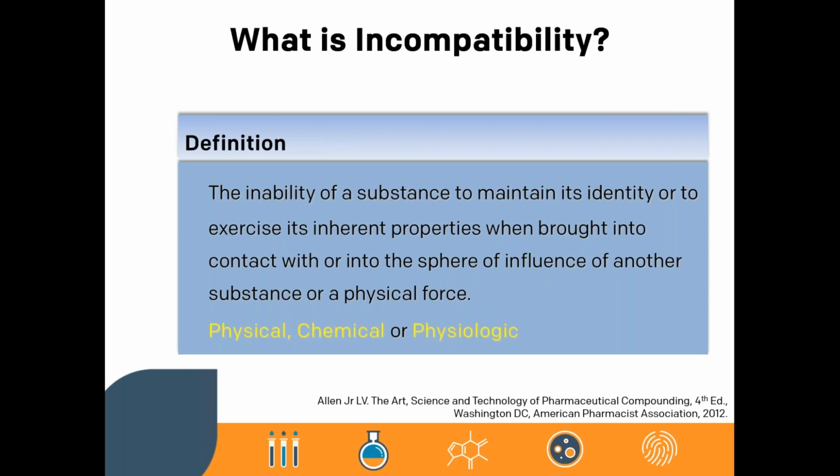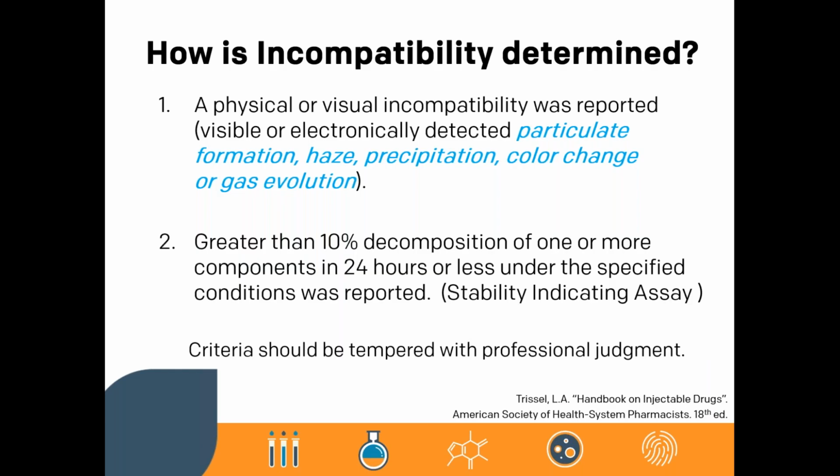Okay, what is incompatibility? When we say incompatibility, we're talking about the inability of a substance to maintain its identity or to exercise its properties when brought in contact with, or into the sphere of influence of, another substance, whether physical, chemical, or physiological. Examples of incompatibility are the Y-site studies. Larry Trissel has published the Handbook on Injectable Drugs, which has a lot of data on compatibility.